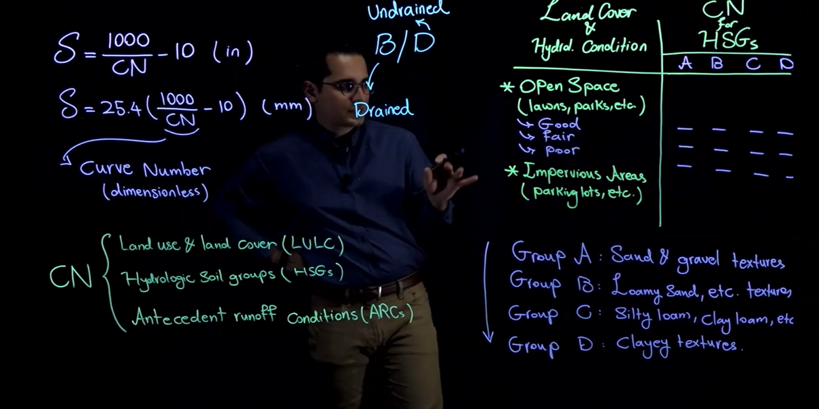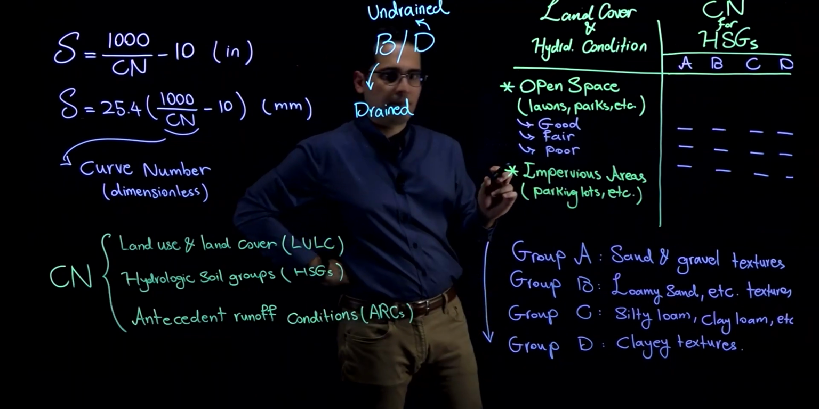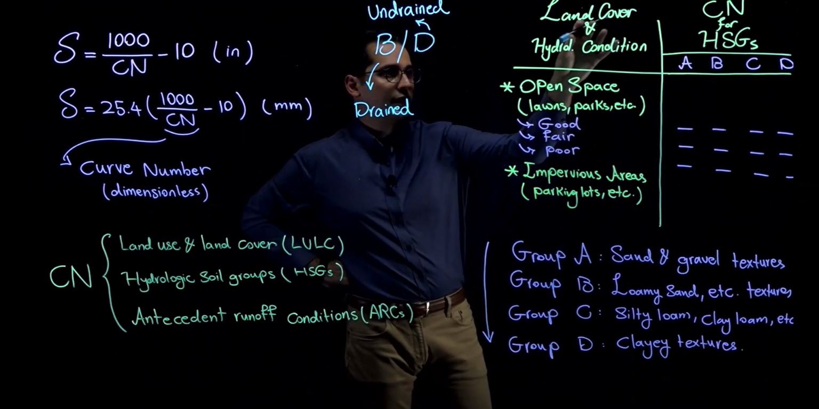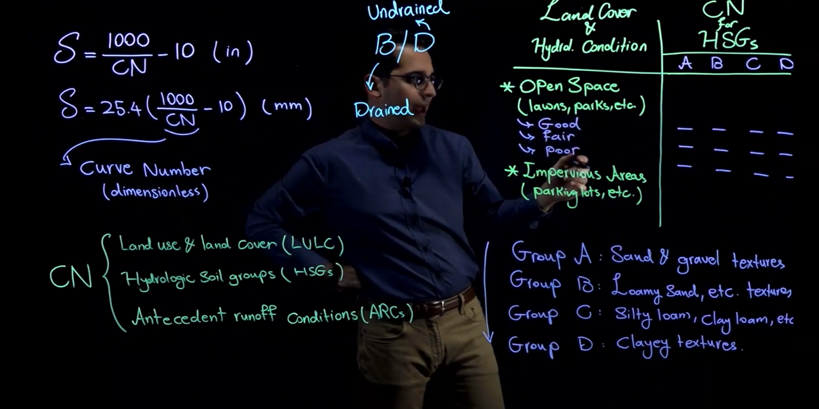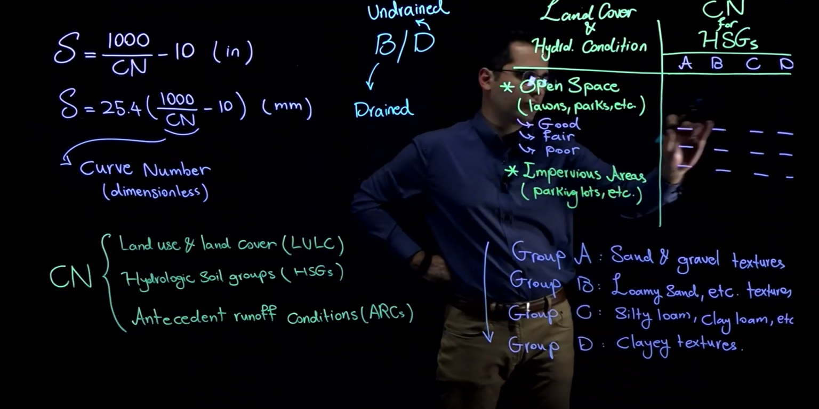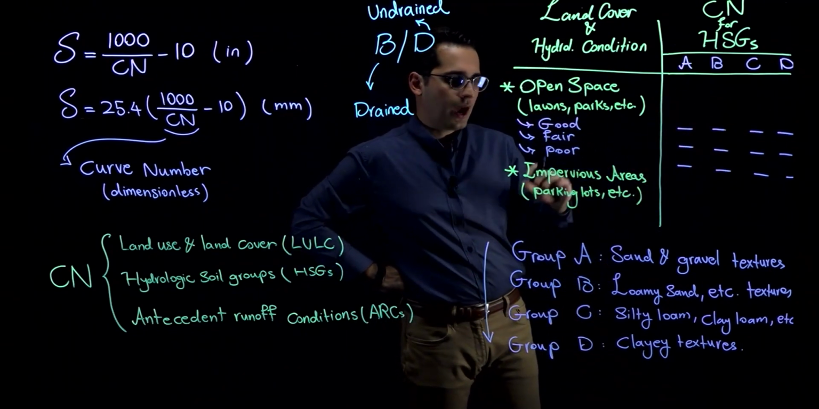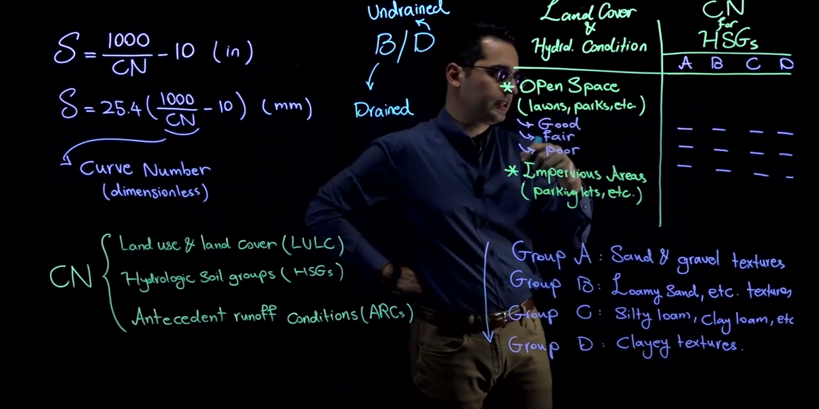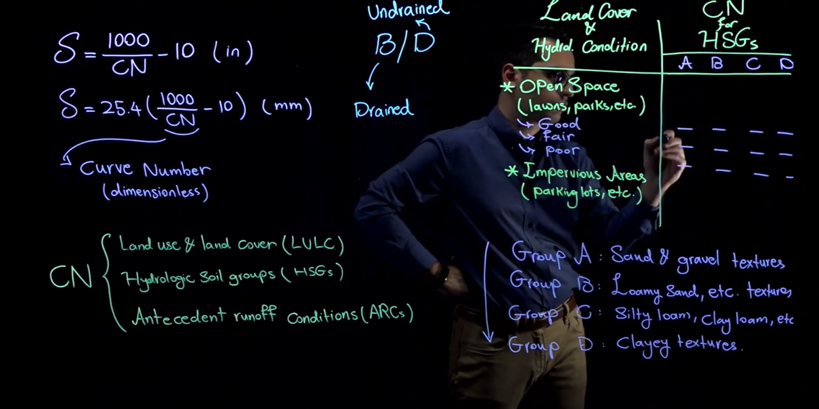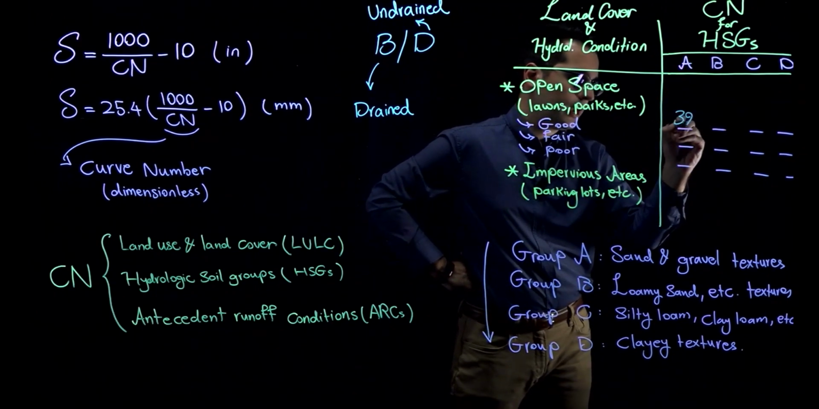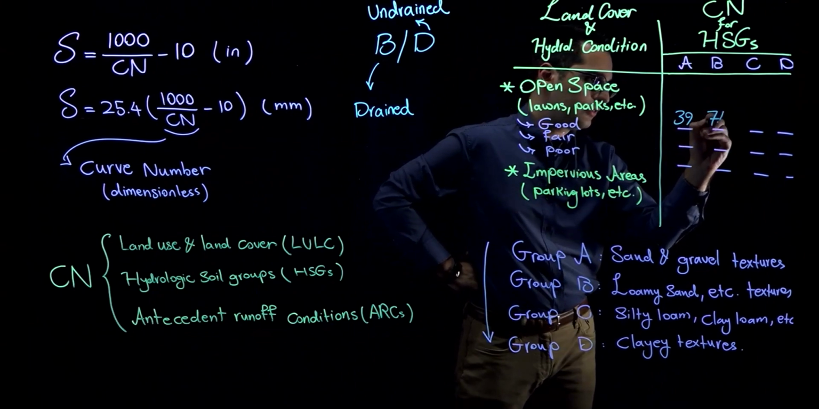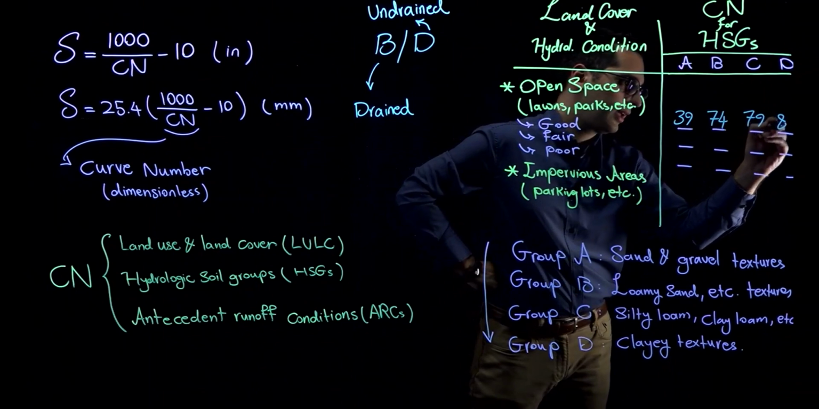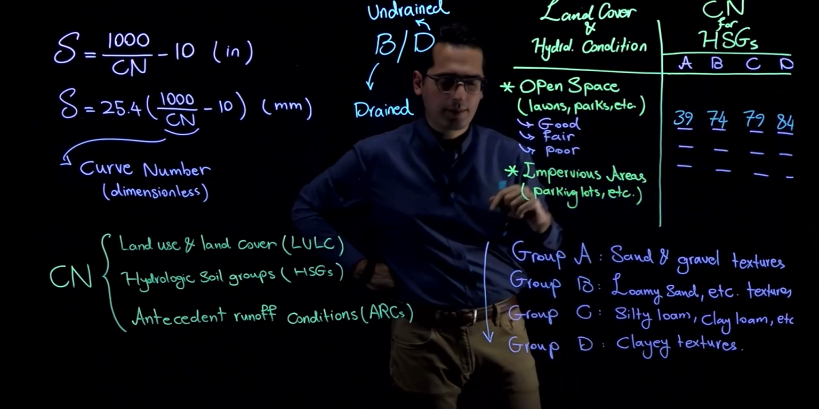Now, the last thing that I want to mention is based on different hydrologic soil group and hydrologic condition and land cover, you will end up having different values of curve number in this table. Hypothetically, I'm going to come up with some numbers for open space in good condition for different hydrologic soil groups: 39, 74, 79, and 84. Again, these numbers are hypothetical.